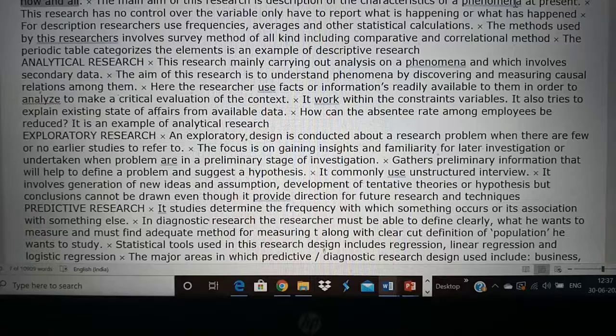The next is exploratory research. Exploration means going into areas where nobody has gone. Okay, it's a new area. So for example, you will be gathering information about a preliminary stage of investigation. That is, you are going into a new area and studying about it.